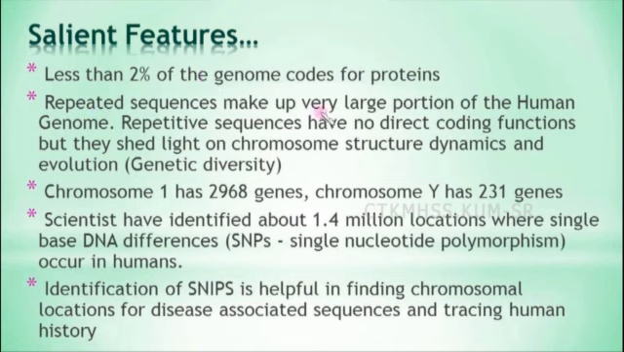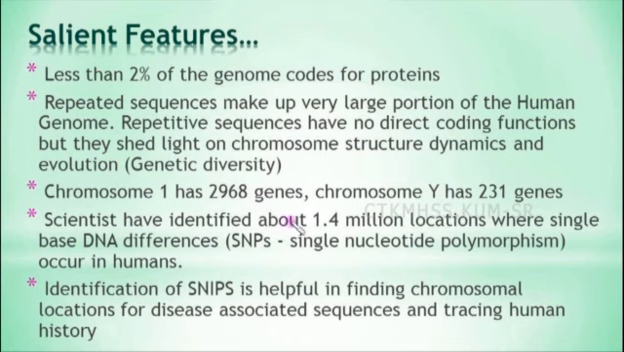Repeated sequences make up a very large portion of the human genome. So when you see the human genome, the sequences found in the DNA are mostly repeated. The repetitive sequences have no direct coding functions, but they shed light on chromosome structure, dynamics and evolution, that is genetic diversity. So these repetitive sequences don't code for any proteins, but they give evidence for the structure, dynamics and evolution of the particular species. Chromosome 1 has 2968 genes, while chromosome Y has 231 genes.